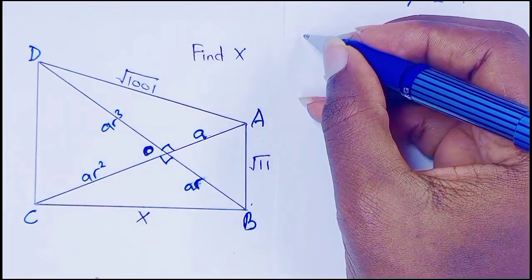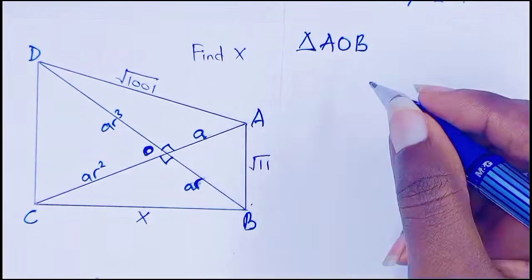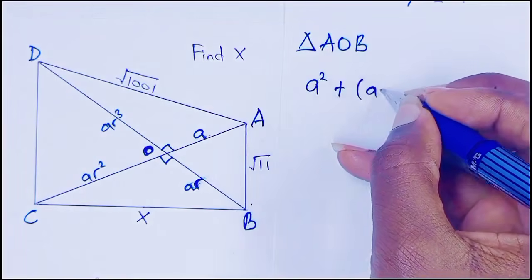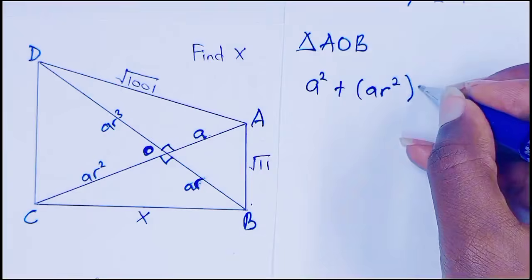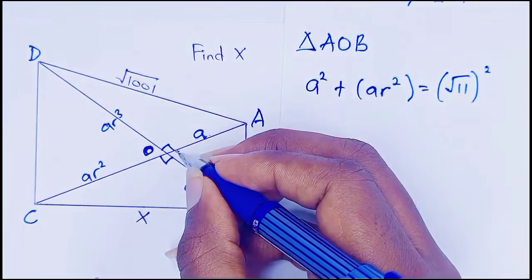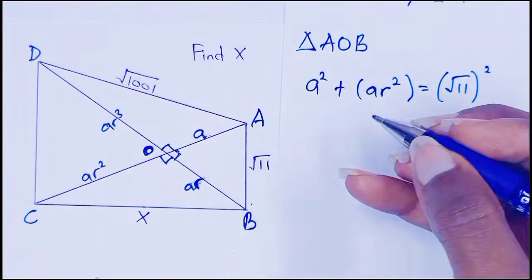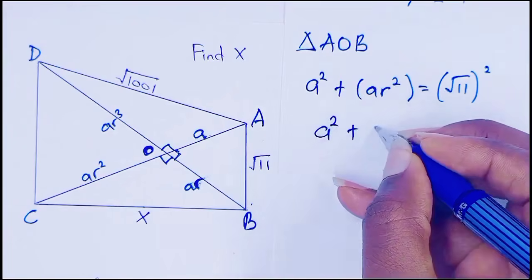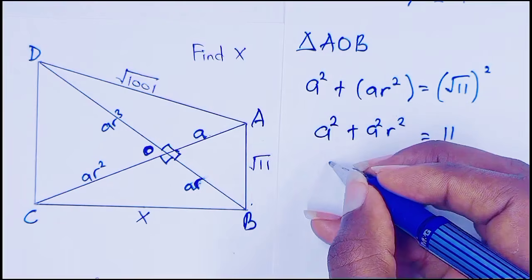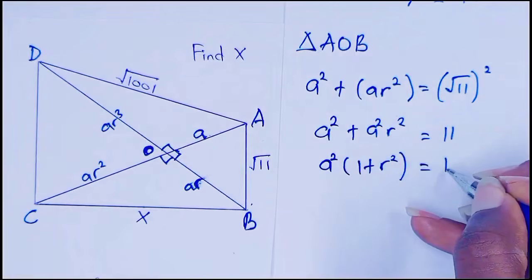Now, in triangle AOB, A squared plus AR squared is equal to root 11 squared. This is also 90 degrees, remember? So we shall have A squared plus A squared R squared is equal to 11. So we shall have A squared into 1 plus R squared being equal to 11.